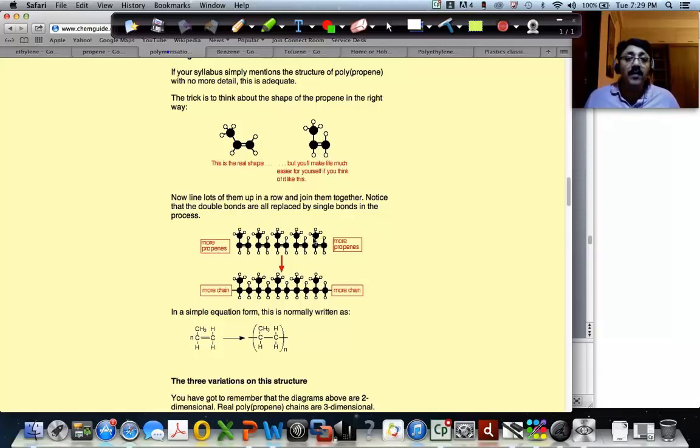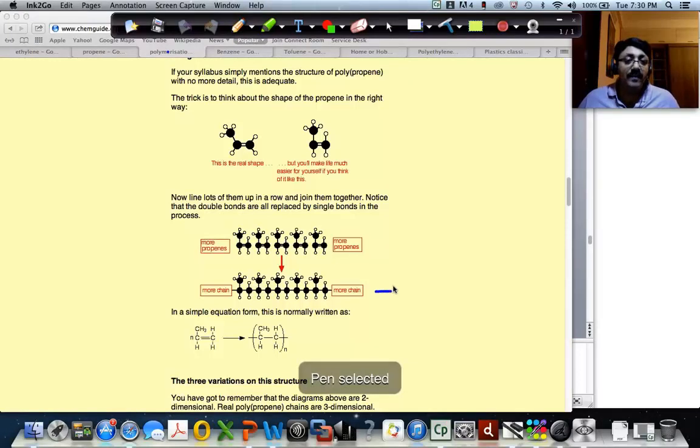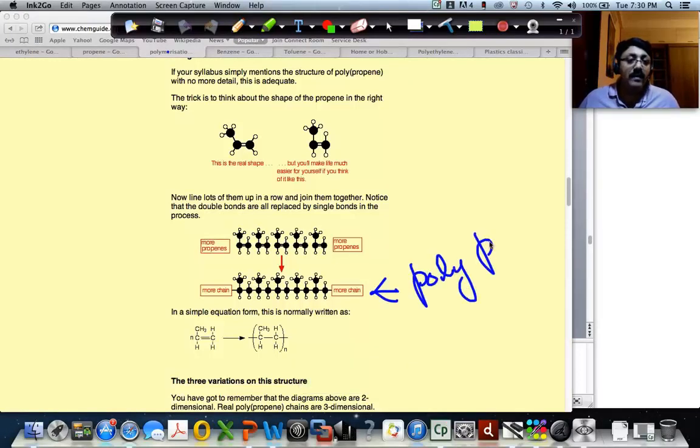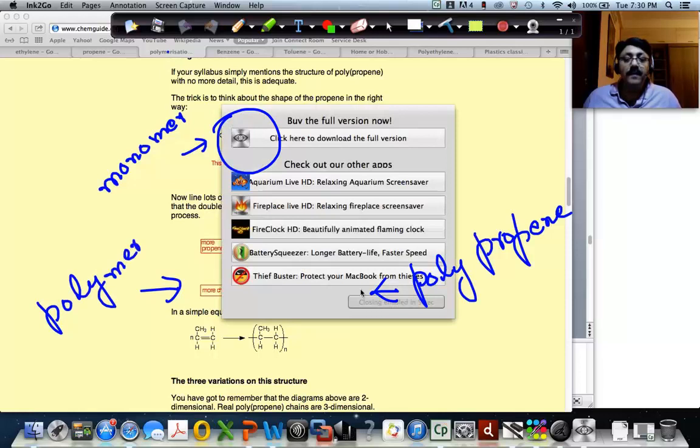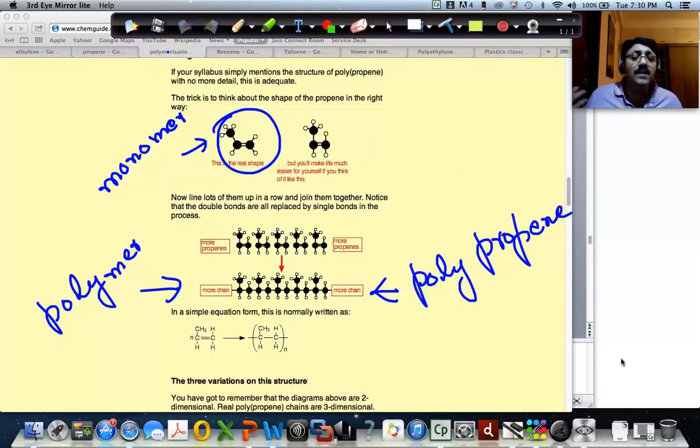Now when multiple of these propene molecules combine, this is how it looks, and this forms a chain which is nothing but the polypropene. This is a chain of multiple propene molecules which are polymerized, or joined together. So this is the monomer, and this is the polymer. So this is basically about polypropene.